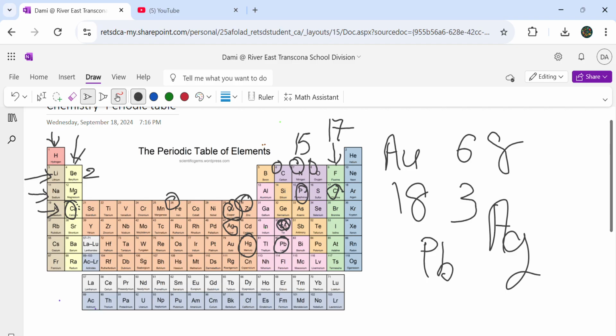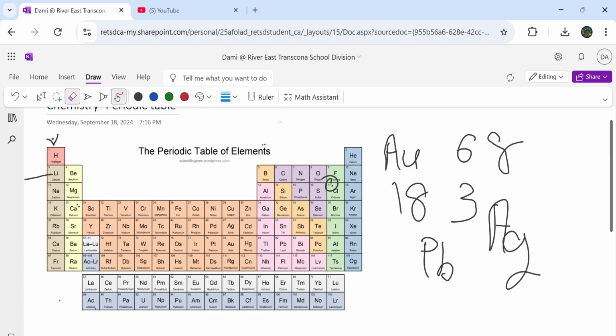Which element is in group 1 and period 3 of the periodic table? Sodium. What is the atomic number of chlorine? The atomic number of chlorine is 17. Right here. Which period of the periodic table contains the elements rubidium and strontium? Right here. And that is number 5.